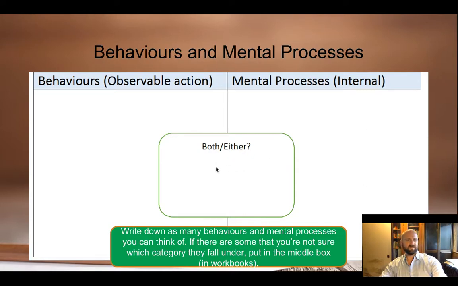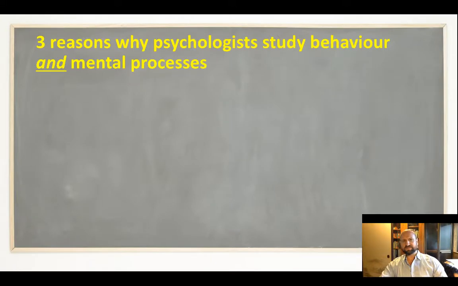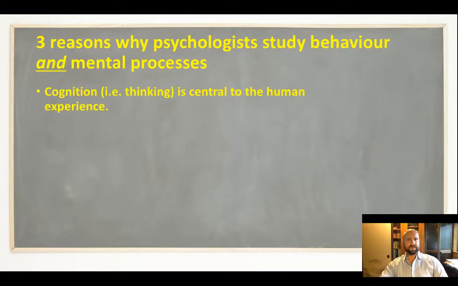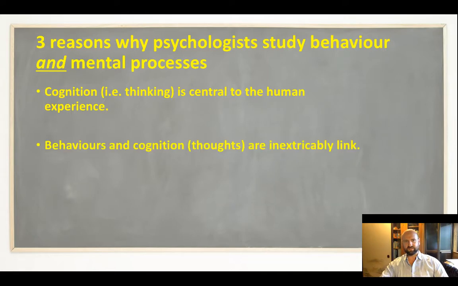And if there's any that might be somewhere in the middle, like emotions or love, is that a behavior? Is that a cognitive process? So that could be a bit tricky. And then I'll explain 3 reasons why psychologists study both. And one is because cognition is central to the human experience. It's what separates us from most animals, our advanced thinking capabilities. Both of these are inextricably linked.